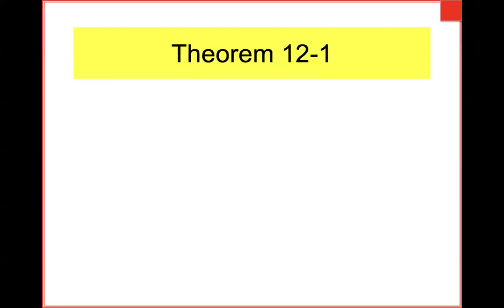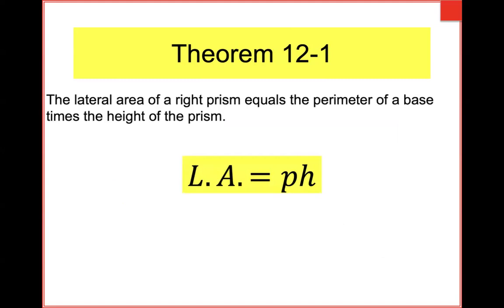That's our first formula. So this is Theorem 12.1, which simply states the lateral area of a right prism, it's got to be a right prism, is equal to Ph, where P is the perimeter of one of the bases. The bases are congruent, so either one. And h is the altitude of the prism itself. All right, so that one wasn't too bad.